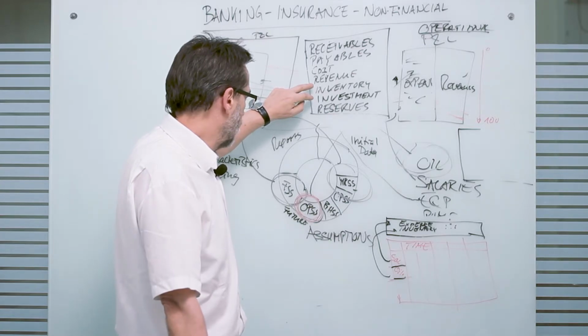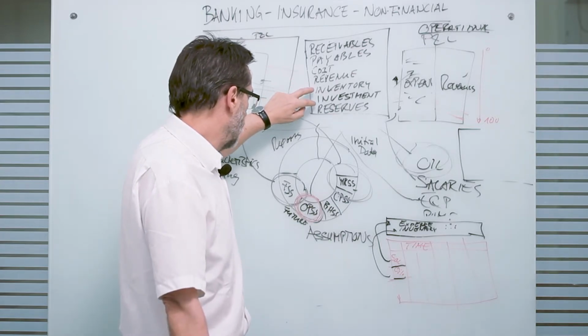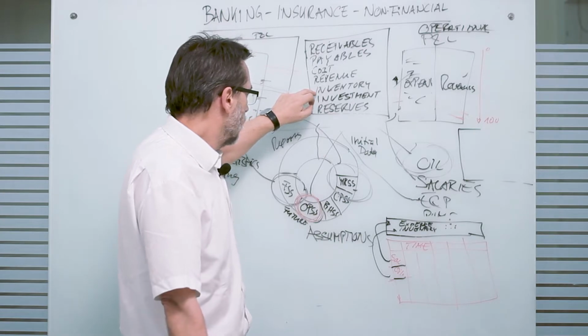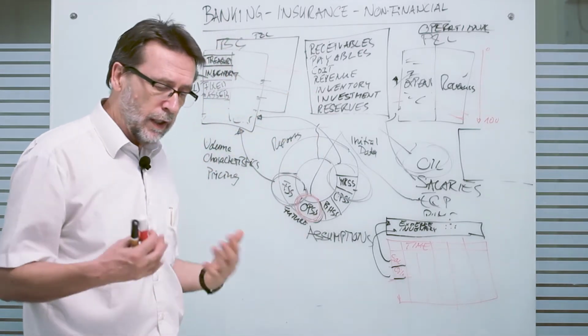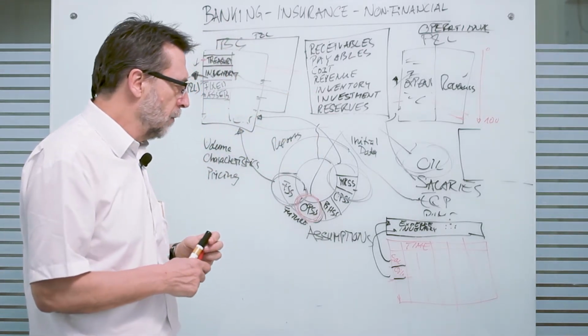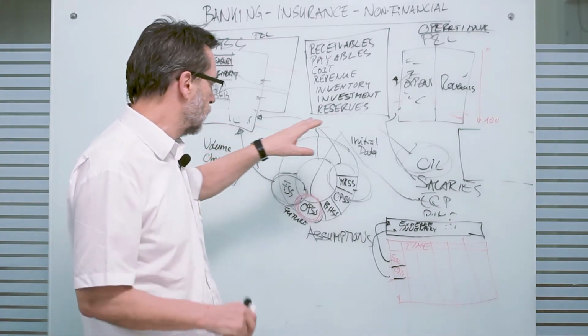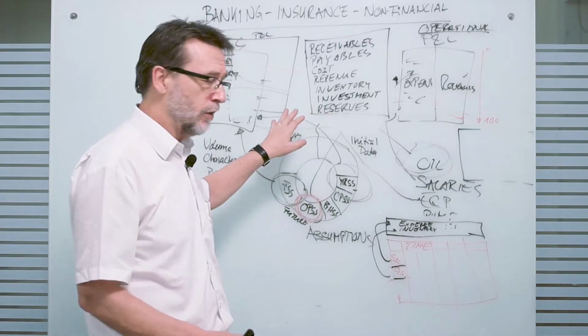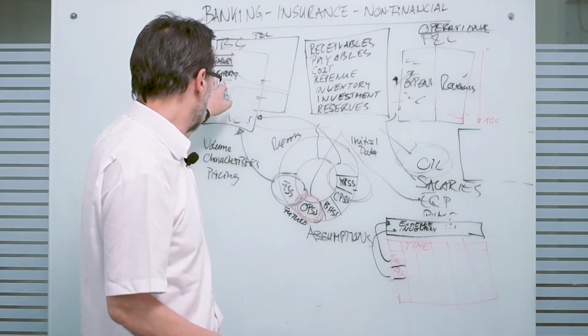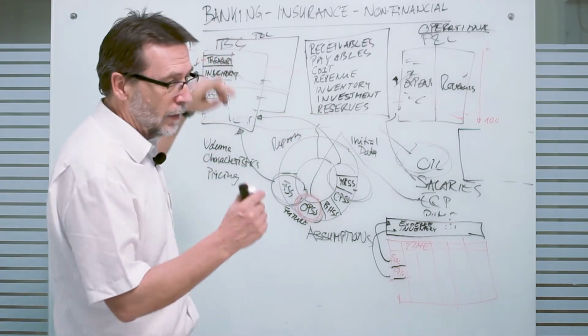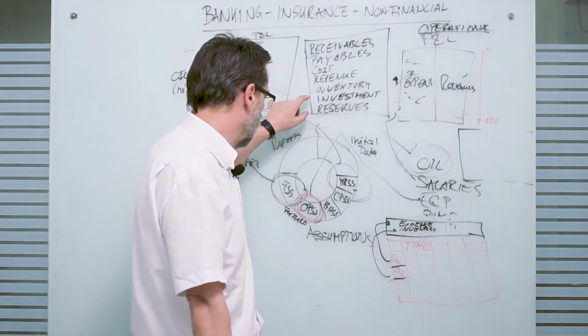Then we have the inventory. This is where we produce something like oil, but we do not sell it straight away. So it goes on inventory, so it has a P&L effect, but no cash effect. The cash effect will happen when we sell the inventory, but then no P&L effect at that time.